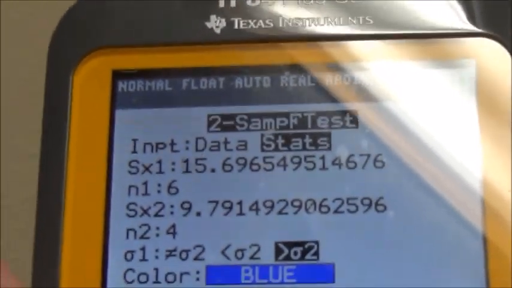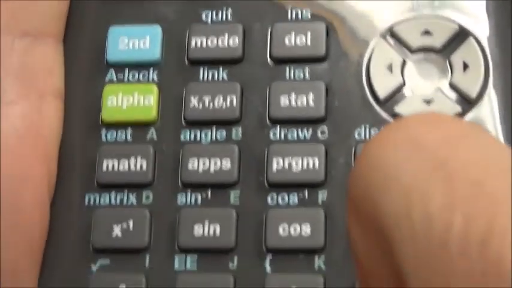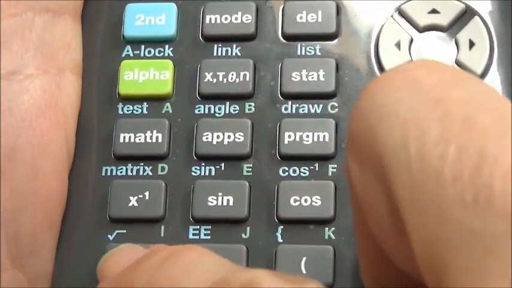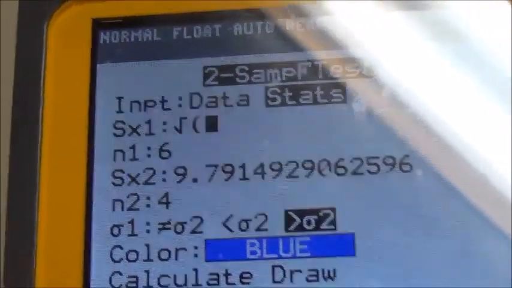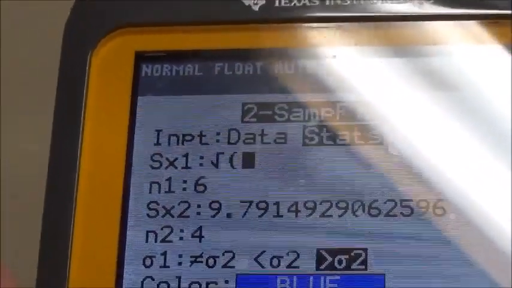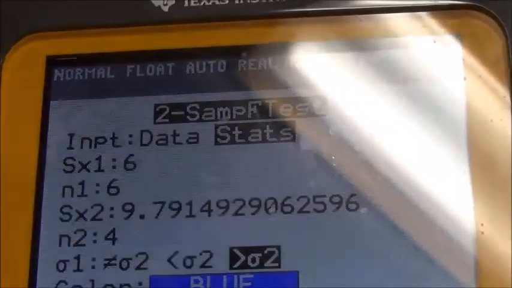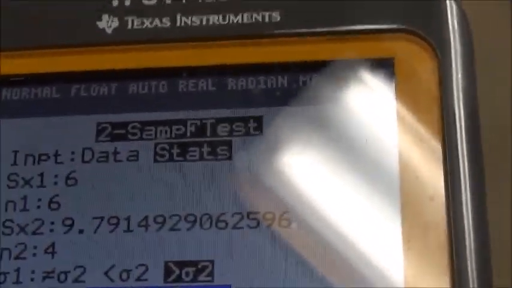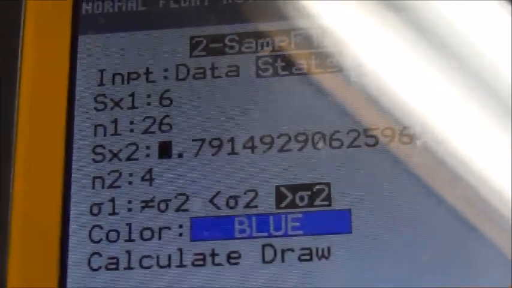In the problem, they give us the variance. And so we're going to do second function and hit the x squared button so that we can do the square root, which is above that. I want to do the square root of my variance, and my variance is 36. Now you probably could have figured out the square root of 36 was 6 and just typed 6 in there, but you can see the calculator figures that out. N1 is 26, so I'm going to put that in.